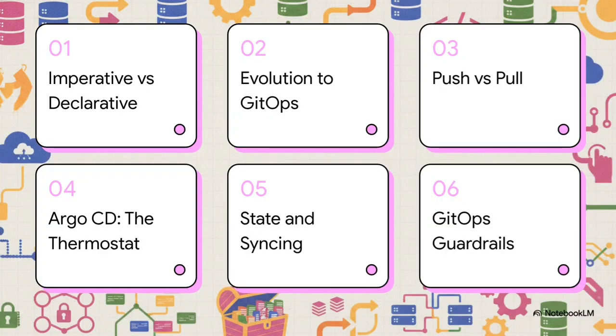So, here's our game plan for today. We'll cover imperative versus declarative logic, the evolution to GitOps, push versus pull deployments, ArgoCD, the thermostat, managing state and syncing, and finally, guardrails for GitOps.